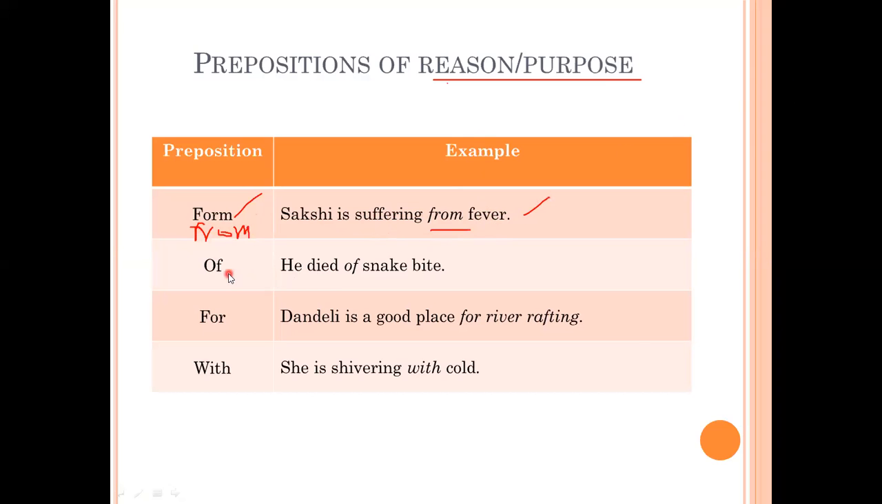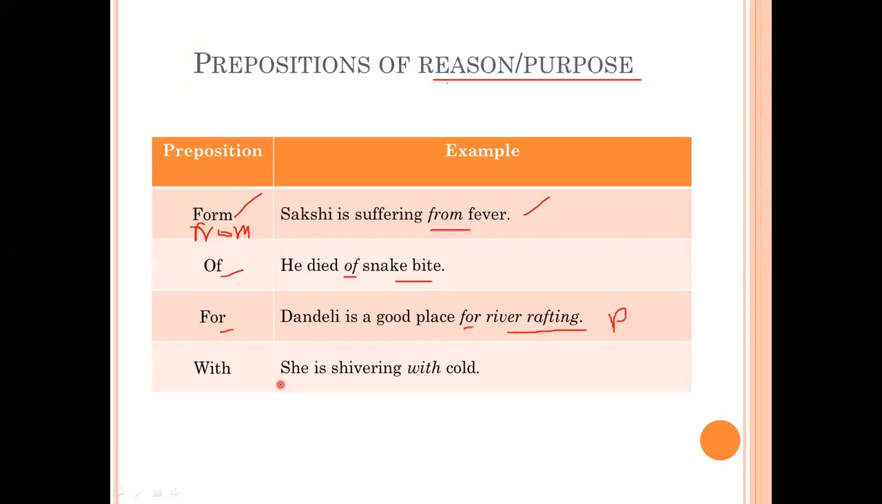Then the second one is of. He died of snake bite. What is the reason for his death? Snake bite. Yes, that's right. Then for. Dandeli is a good place for river rafting. So for what purpose? For river rafting. Here you are getting the purpose.